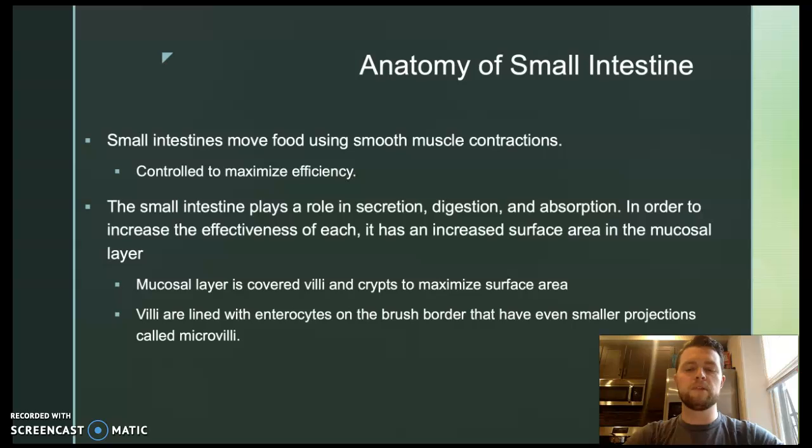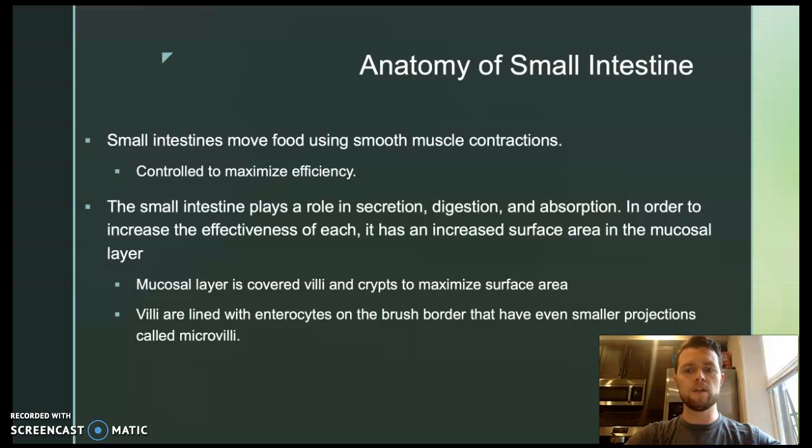The small intestine plays a role in secretion, digestion, and absorption. And in order to be effective at each of those three processes, it has an increased surface area compared to the rest of the digestive tract. This increased surface area is located specifically on the mucosal layer facing the lumen of the small intestine. The mucosal layer is covered with these finger-like projections and concavities called villi and crypts, respectively.